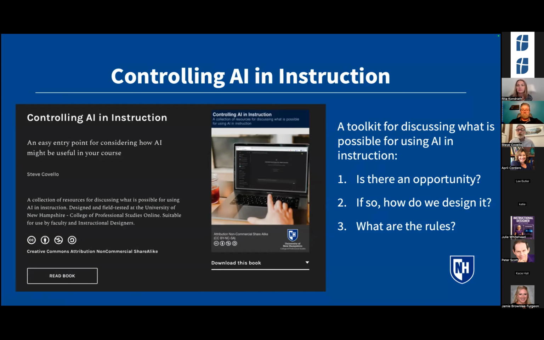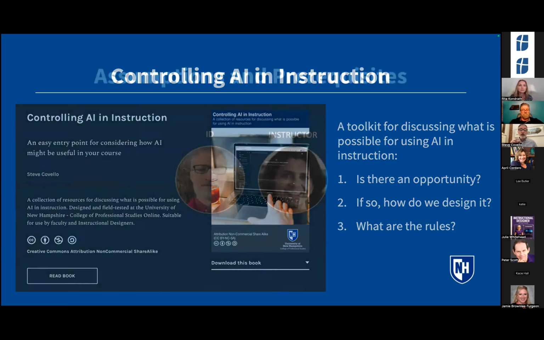This presentation follows the structure of that toolkit. First, how do we determine if there is an opportunity to use AI for an assignment or activity? And if so, how do we design it? Then how do we convey to students the rules of the road in our courses, so that there is consistency across the board for the use of AI? Let's go through each part of the toolkit.